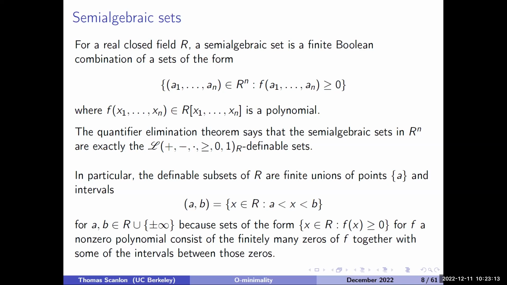And a finite Boolean combination of sets that look like that, that is, finite unions of points and intervals, is itself a finite union of points and intervals. So the semi-algebraic sets in one variable are just that. The definable sets relative to the theory of real closed fields are just finite unions of points and intervals. That's what we call O-minimality. This property is the characteristic property.